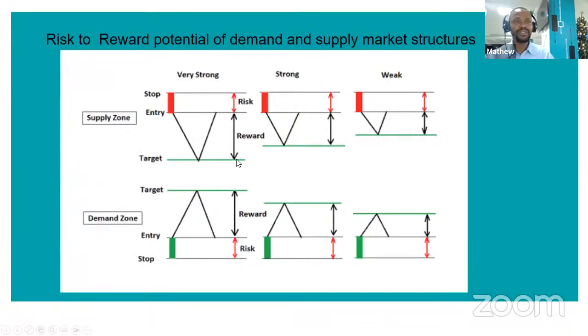And moving to the right, of course, where you have a bigger target as compared to the risk, then that's better. Then as the target reduces, depending on the setup in the market, then of course you're having a weaker supply zone. That's all it means, right?